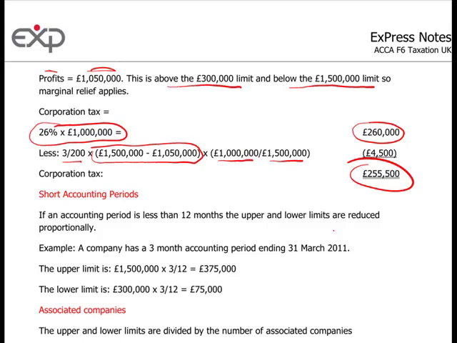Now, if the accounting period is less than 12 months, what you simply do is the upper and lower limits are reduced proportionally. So kind of makes sense really. If you have a company which only has a 3-month accounting period, then clearly 1.5 million times 3/12 gives you 375,000. 300,000 times 3/12 is 75,000. So those are now your upper and lower limits.